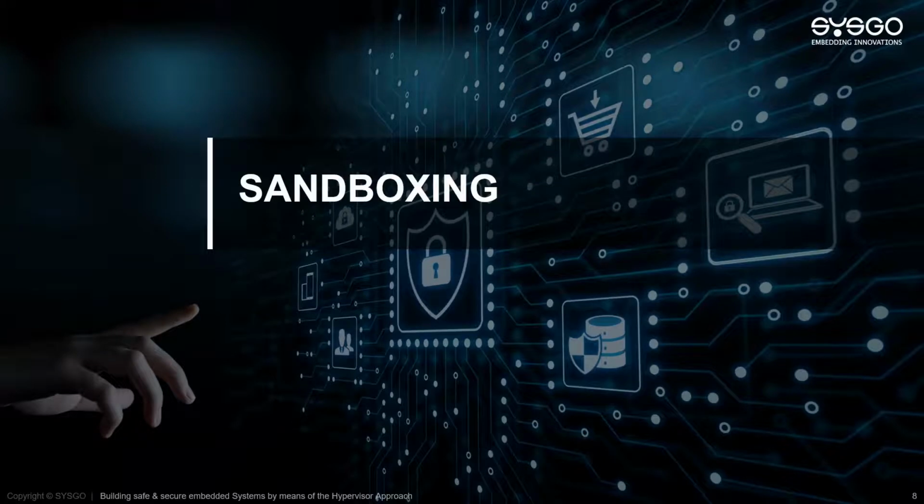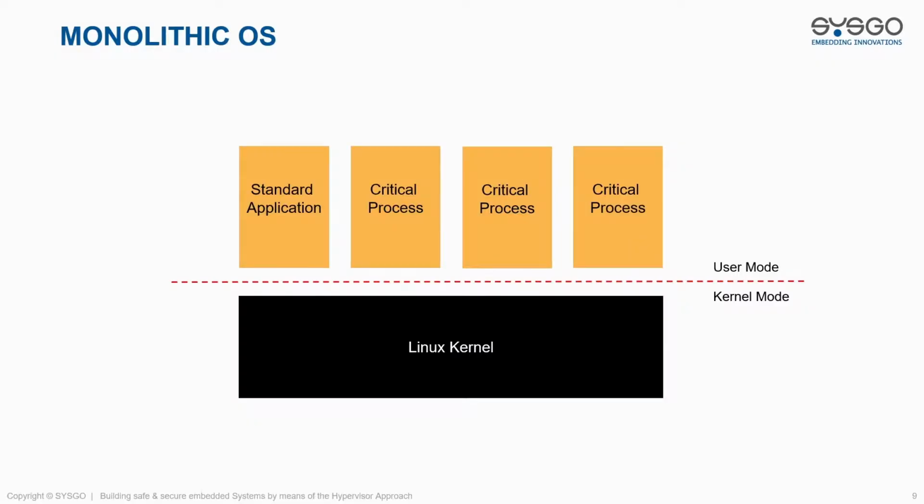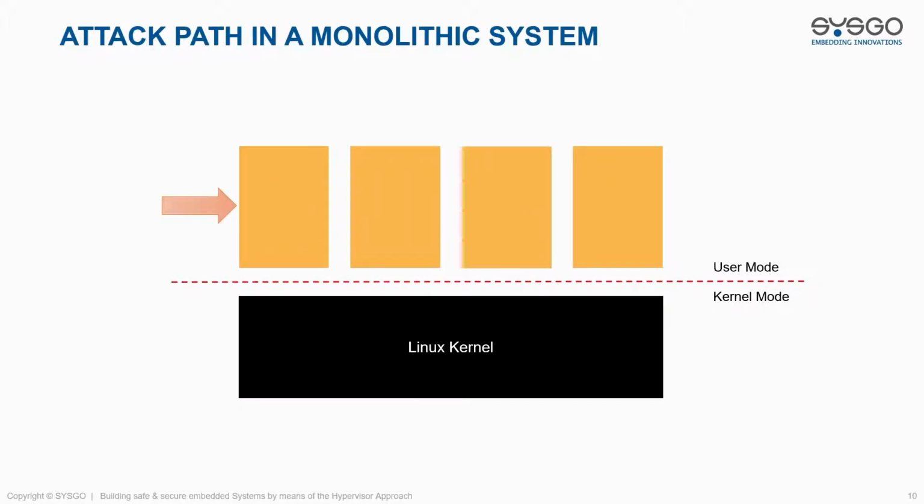Let's talk about sandboxing and start with a monolithic operating system, a traditional one. Here we have multiple address spaces, also called tasks or processes. The Linux kernel itself has an address space and it has access to all applications, whether they are standard applications or critical applications. A typical access to a Linux system comes via one of the applications. Usually you take a huge one which has known vulnerabilities or zero-day exploits. And from this, you might get access to the kernel.